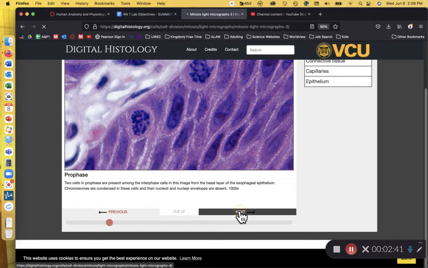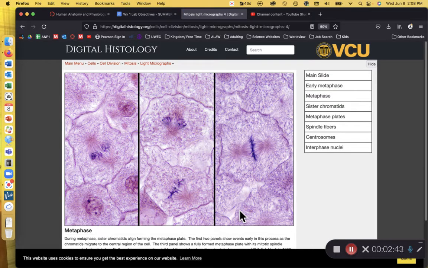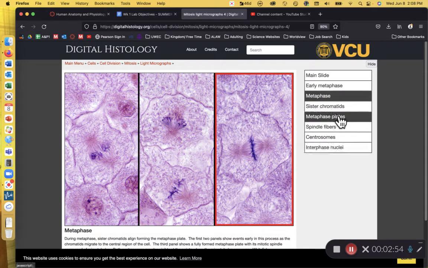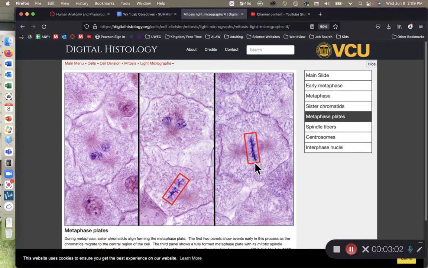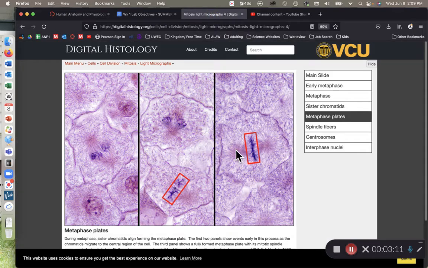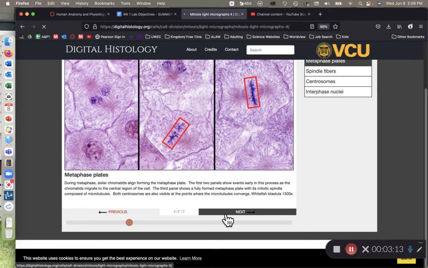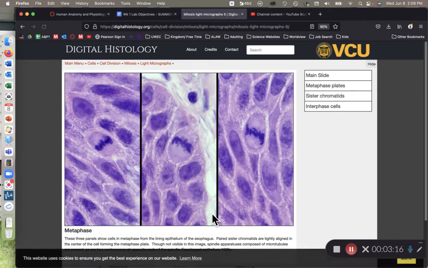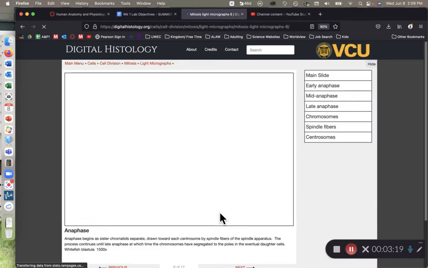We're going to skip that slide, because we want to focus on the whitefish blastula slides. Here's our next slide. For metaphase, I want you to think metaphase for middle. During metaphase, we're going to have a metaphase plate. This metaphase plate is when all of the chromosomes are lined up right in the middle of our cell. As we look at our lab objective sheet, we have metaphase and metaphase plate as two of our objectives. On our next slide, we're going to have anaphase.